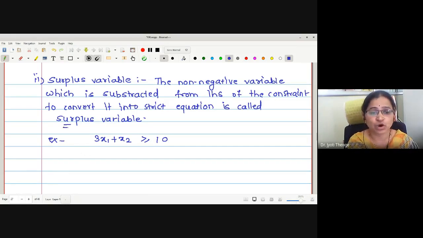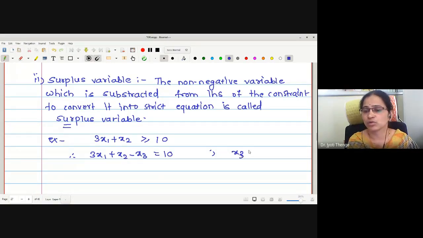Therefore, the variable is called surplus. Whatever is the surplus amount, we are going to reduce it with the help of this variable. That's why the variable is called the surplus variable. Therefore, here we can write 3x1 plus x2 minus x3 is equal to 10, and x3 is non-negative.